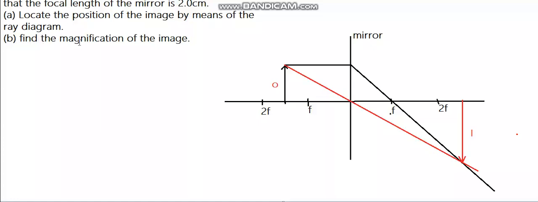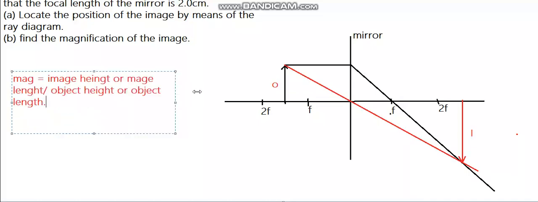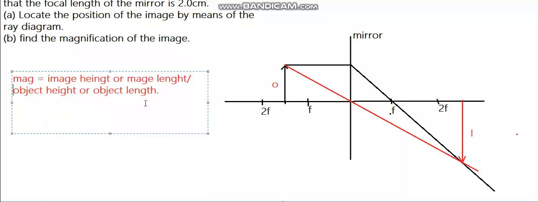Part B says find the magnification of the image. Now what you must know is that magnification is equal to image height or image length divided by object height or object length. Here you only pick one thing. Don't use both image height and everything. No, pick only one.